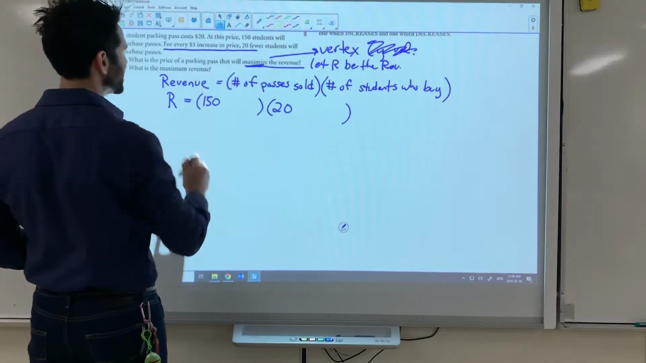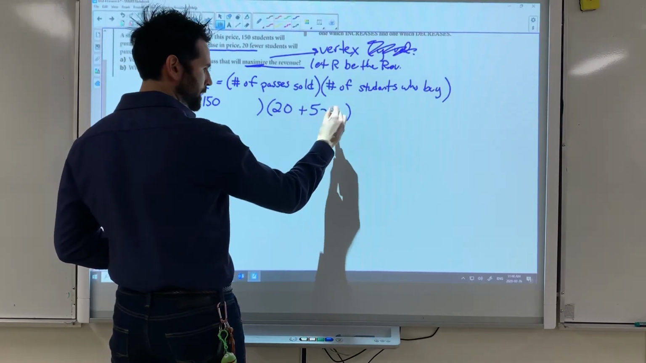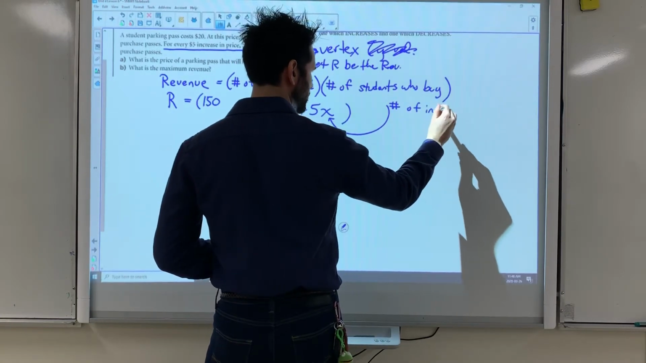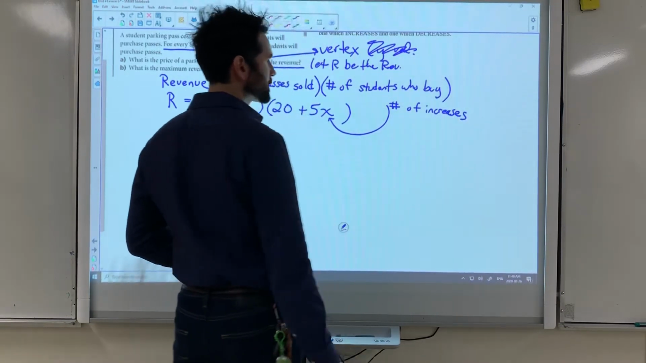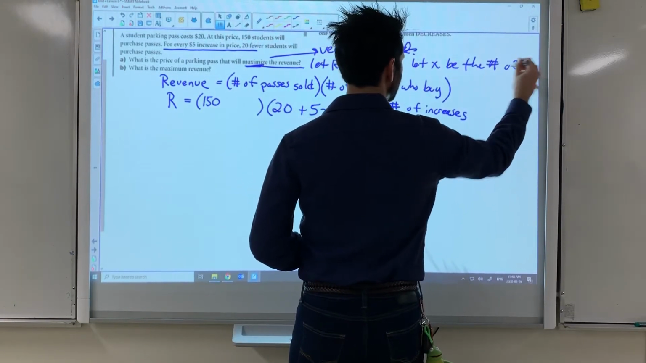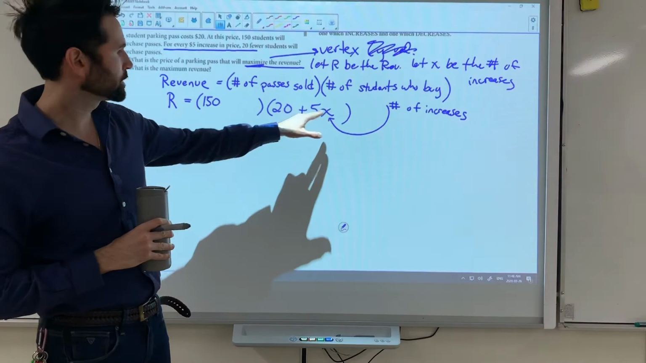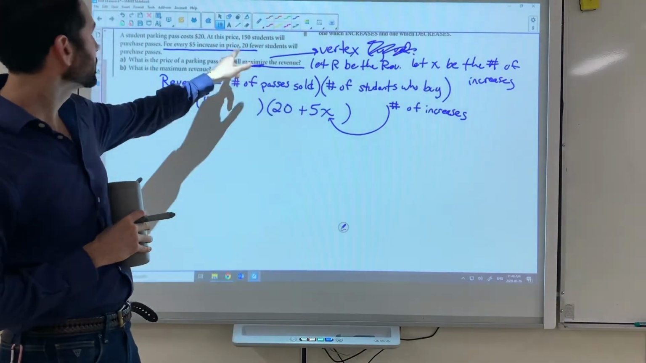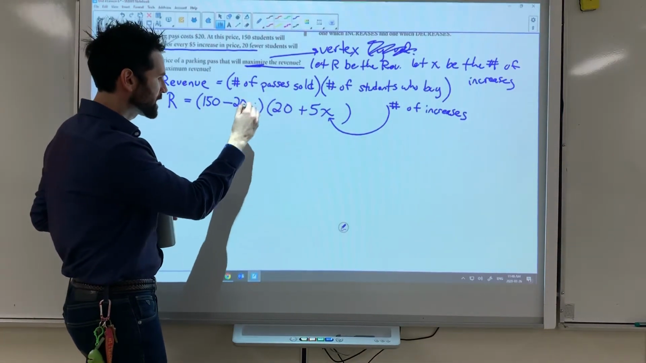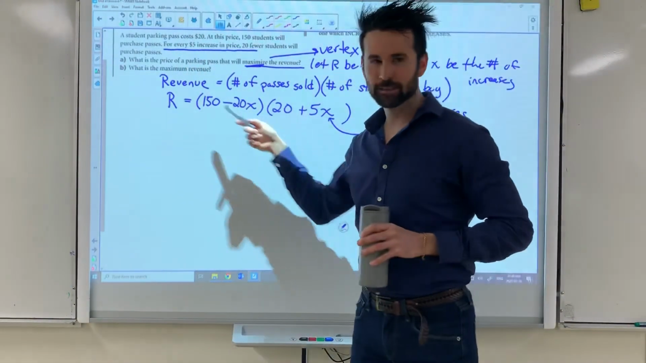For every $5 increase in price, so every time I add $5, now, this is the tricky part. X is my variable, so this is the number of increases. Okay, so I need to say, let X be the number of increases. So let's see if this makes sense. Every time I add $5, so if I go X is 1, that's 1 increase, I lose 20 students. So from the 150, I subtract 20 times the number of increases. Aha! So one bracket that increases, one bracket that decreases.